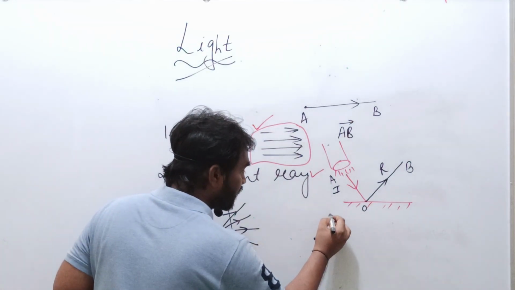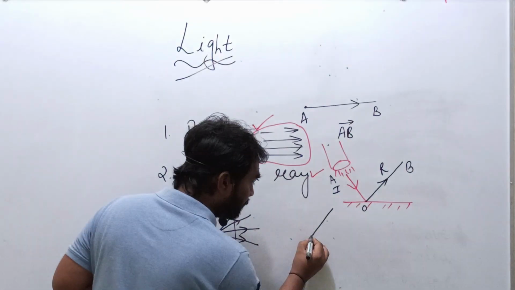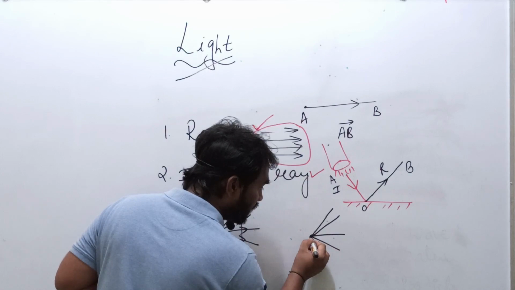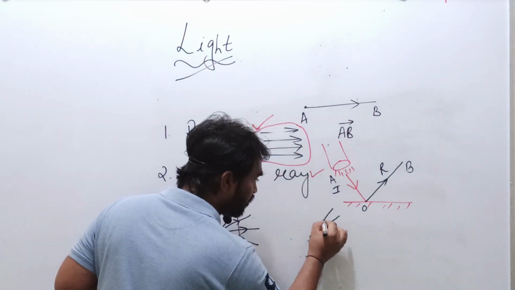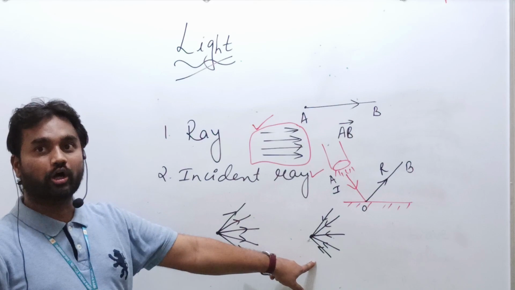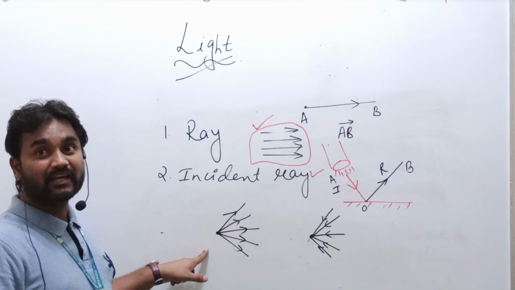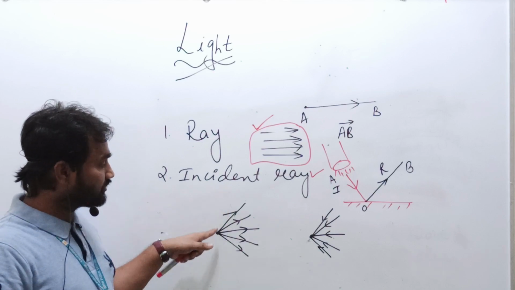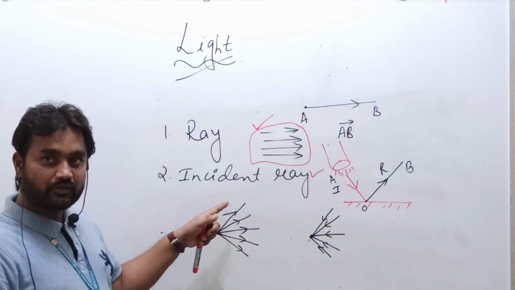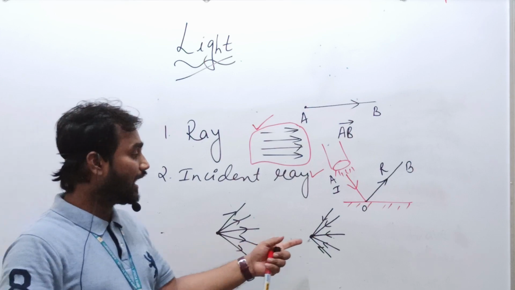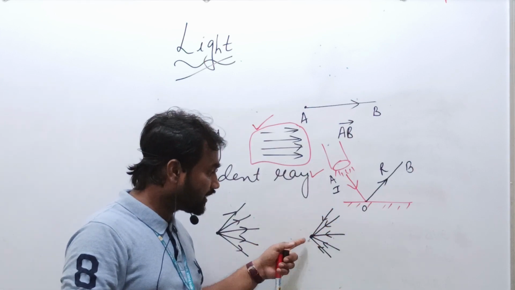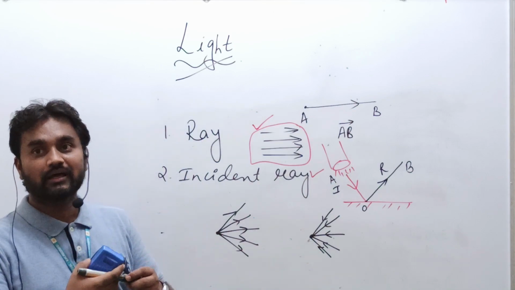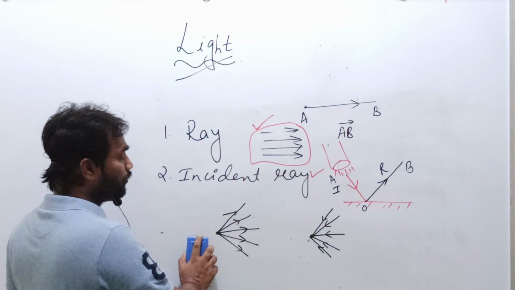If all the rays come and meet at one point, then we call it a convergent beam of light. So here this is the convergent beam of light and this is the divergent beam of light. Why? Because from this point source of light, all the light rays are moving away, so we call it a divergent beam. And here all the light rays are coming and meeting at one point, so we call it a convergent beam of light. Is that clear?